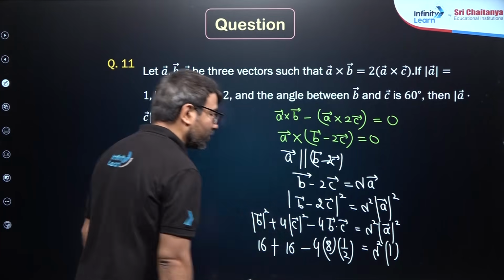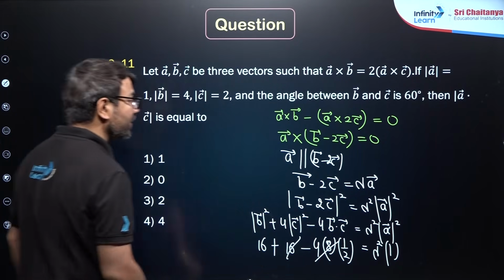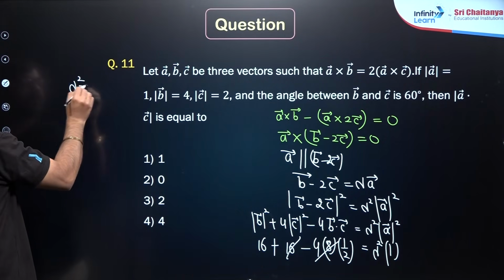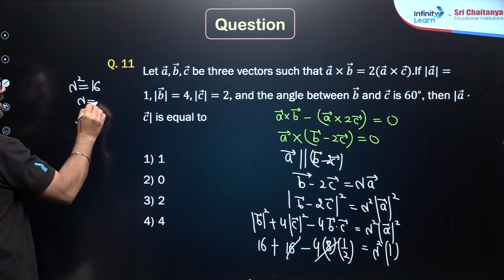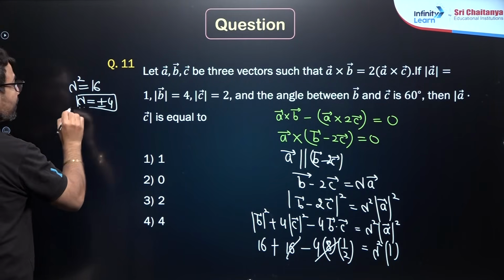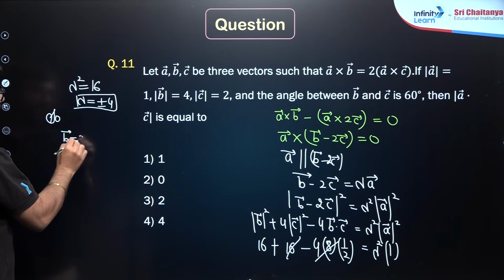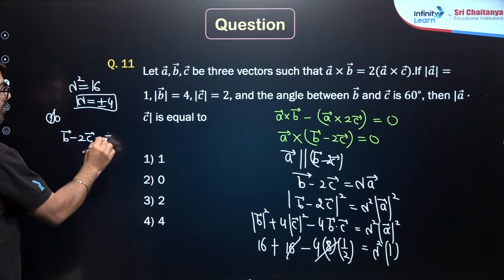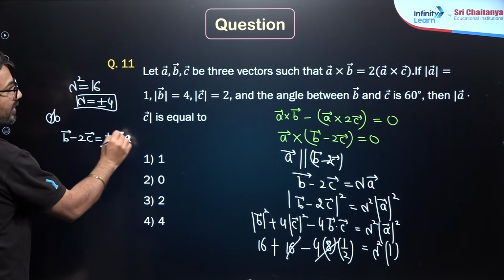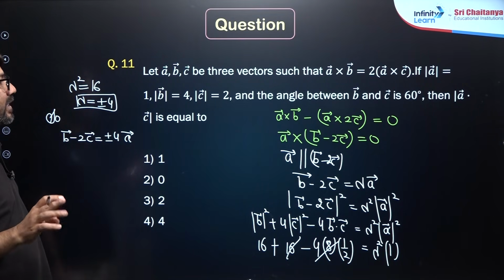It is 32 over 2, which is 16. 16 and 16 got cancelled. Lambda square we are able to generate here 16. Lambda value is plus minus 4. So that means, my dear students, we got the expression that B vector minus 2C vector will be plus minus 4 times A vector. I hope you are able to understand this.